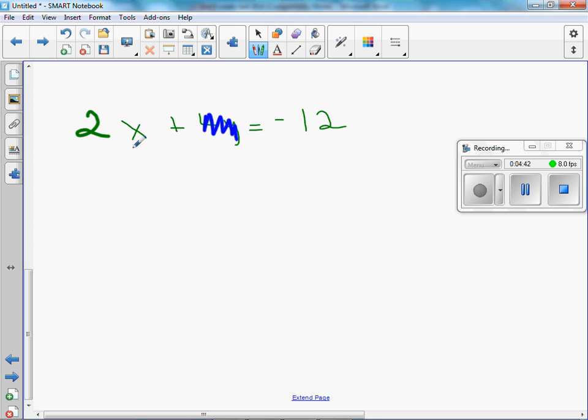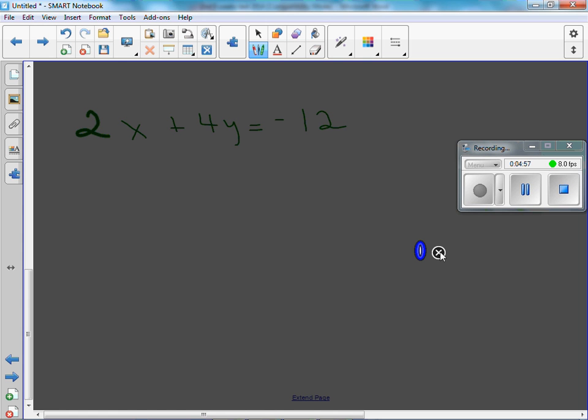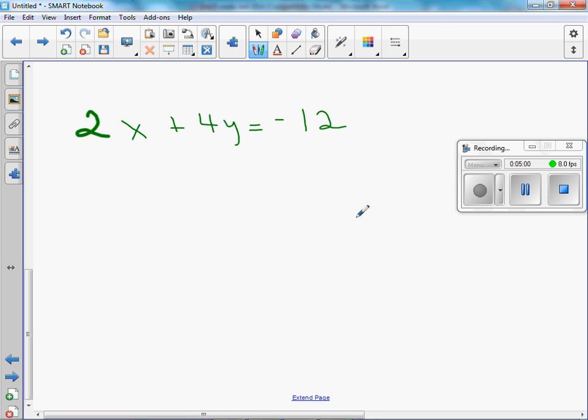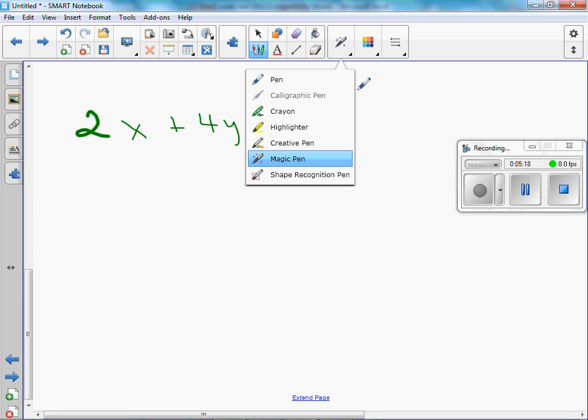Now we can easily see divide both sides by 2, so we know that x is going to be a negative 6, right? So when y is 0, we know that x, oops, I don't want it to be like that. We messed it up, okay? When y is 0, x is negative 6. Okay, there we go. Now we're gonna do it again with the magic pen.